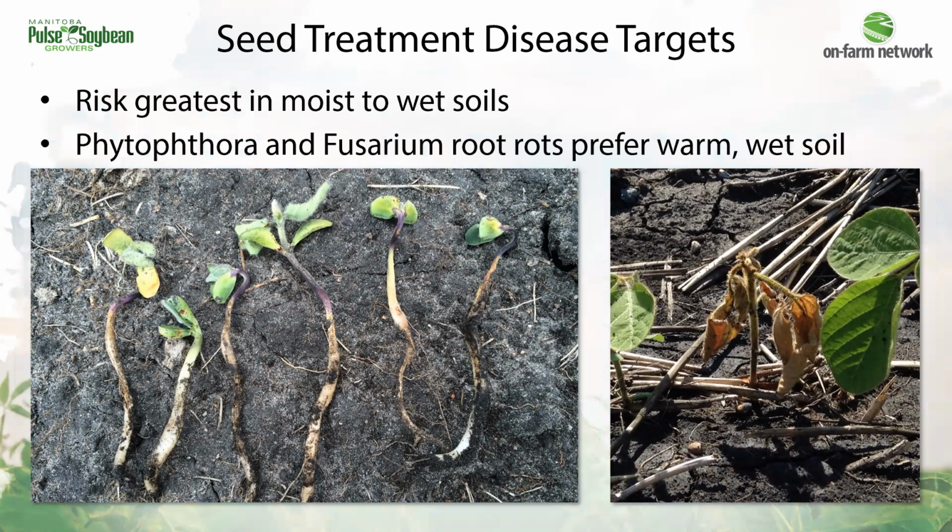So the risk of these diseases impacting soybean crops is greatest in moist to wet soils and in fields that have a history of root rots. So Phytophthora and Fusarium root rots also generally prefer warmer soils, but saturated soils play the biggest role, as well as your crop rotation history. How often do you have soybeans in that rotation? Those are some things to think about when you're considering your root rot disease risk.